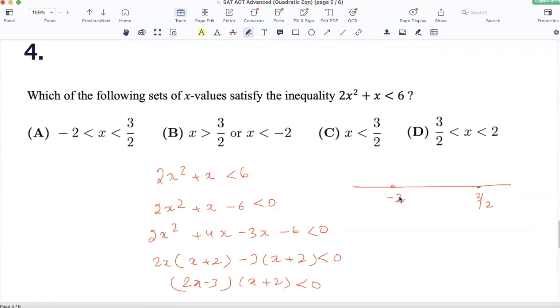So the expression becomes 0 at 3/2 and -2. So when the quadratic expression is negative, the value of x will be between these two roots, right? So the expression is negative between the two roots. Greater than 3/2, the expression is positive, and less than -2, again, the expression is positive. So here we are looking at less than 0. So the value of x should lie between -2 and 3/2. So that's option A.